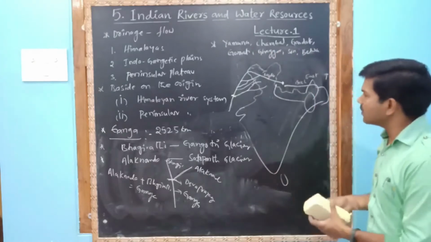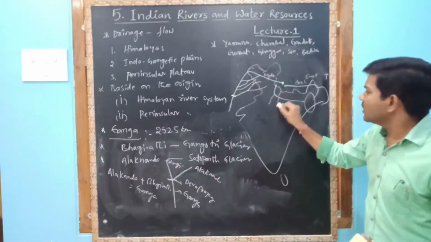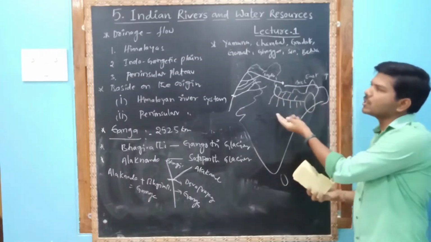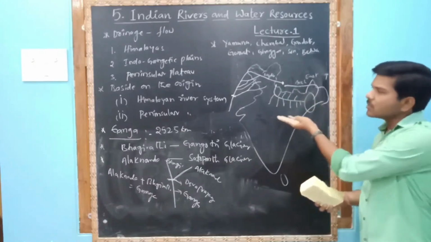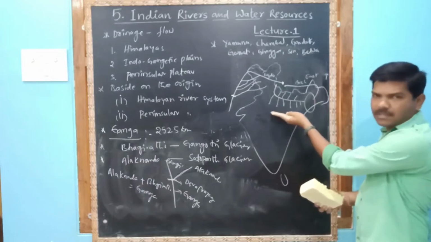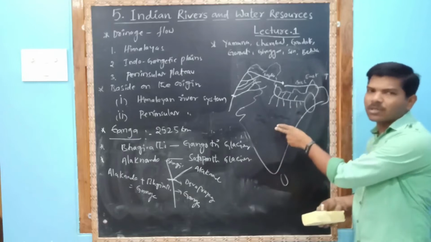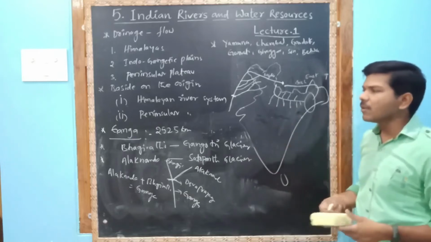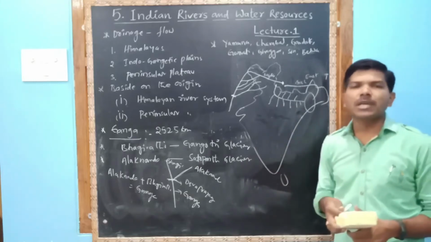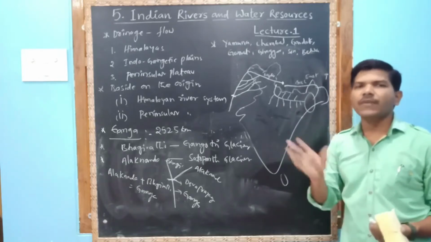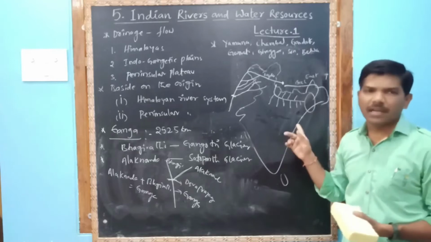So many rivers are there. So many tributaries are there. These are the tributaries which join into the Ganga River. These are flowing in the northern plains. This is about the Ganga River. Ganga River flows mostly in Uttar Pradesh, Bihar, West Bengal. Then finally it enters into Bangladesh.